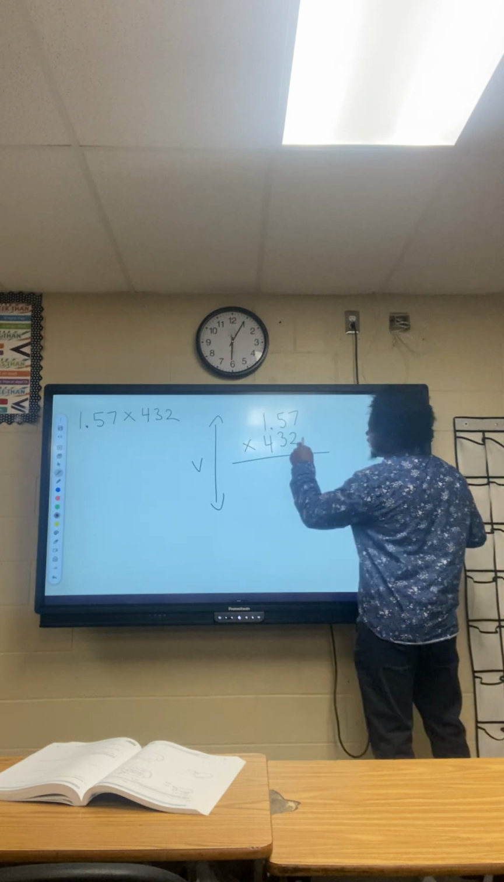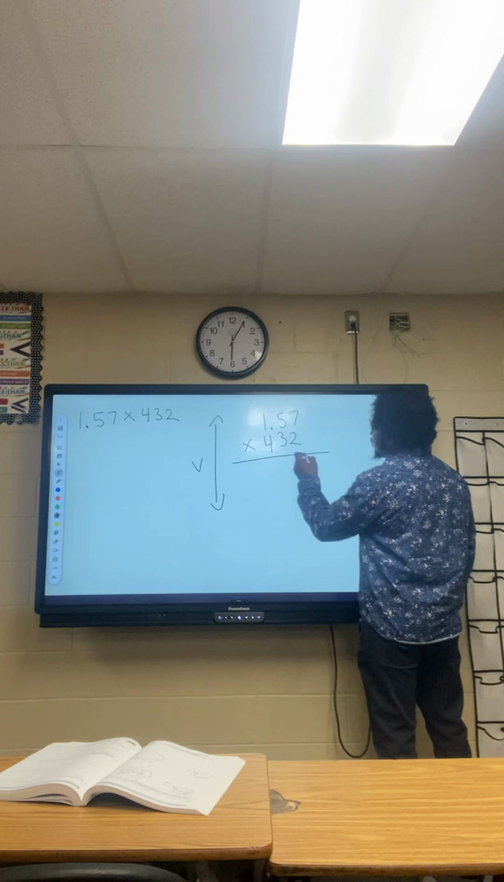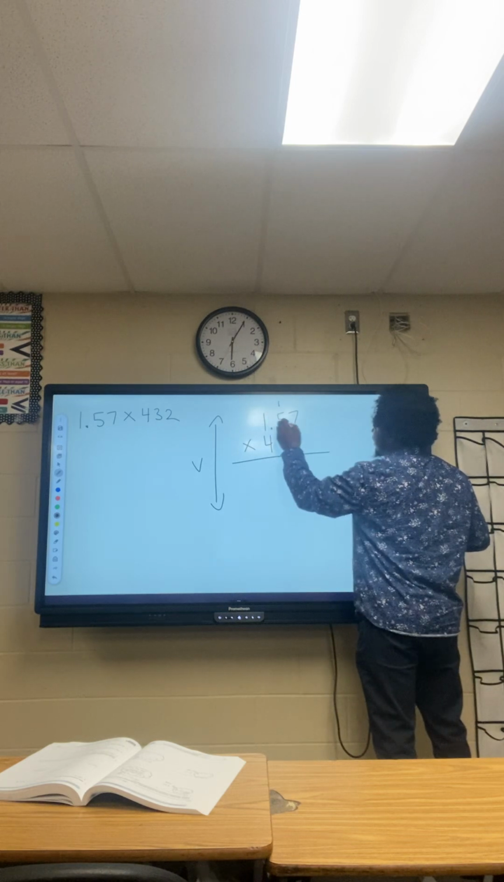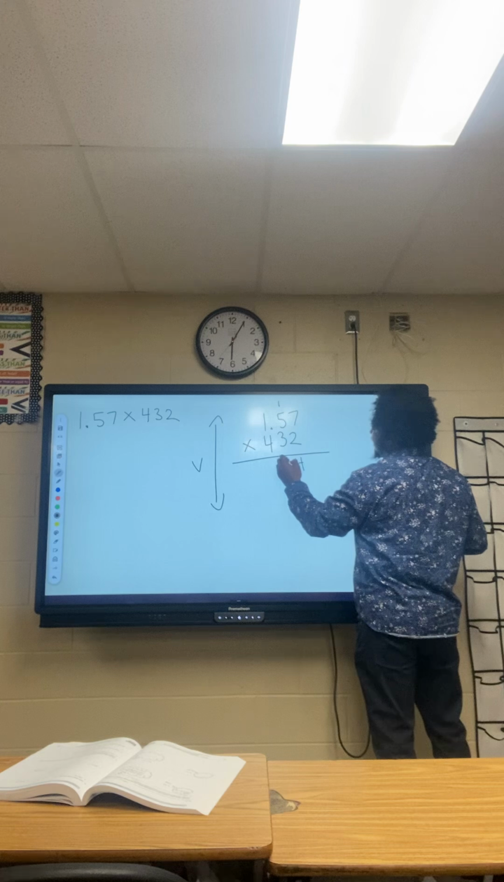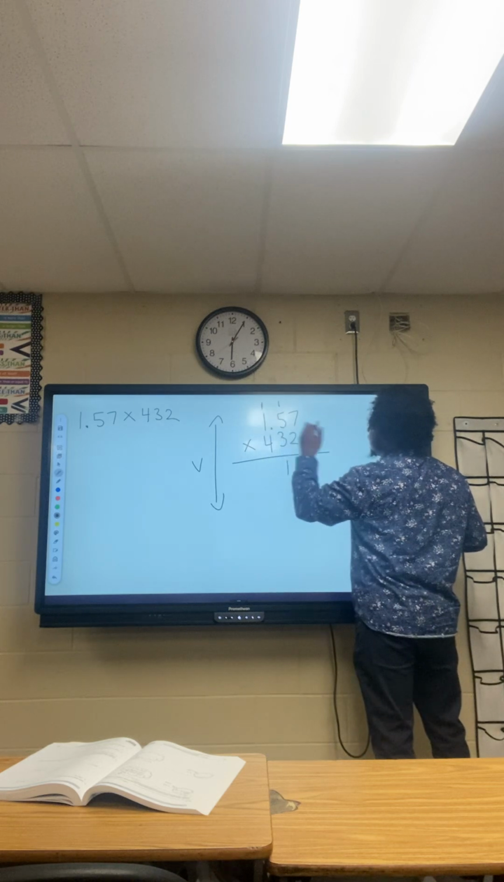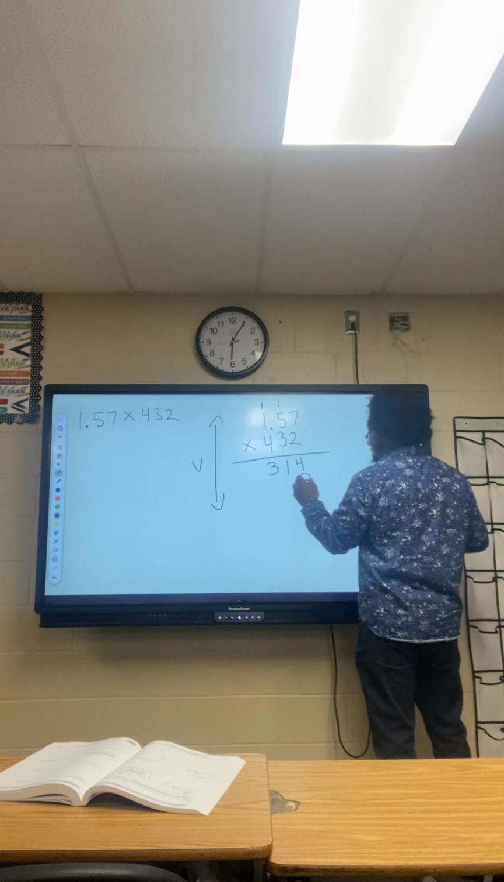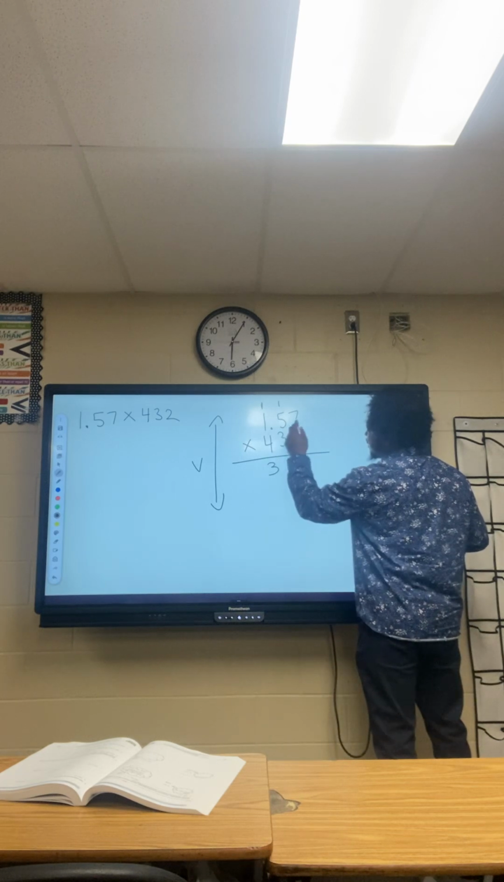Same steps, we take our 2, multiply by everything up top. So 2 times 7 is 14. 2 times 5 is 10, plus 1 gives us 11. Carry the 1. 2 times 1 is 2, plus 1 is 3. Now we need our first 0 spacer, and we can move to the 3.